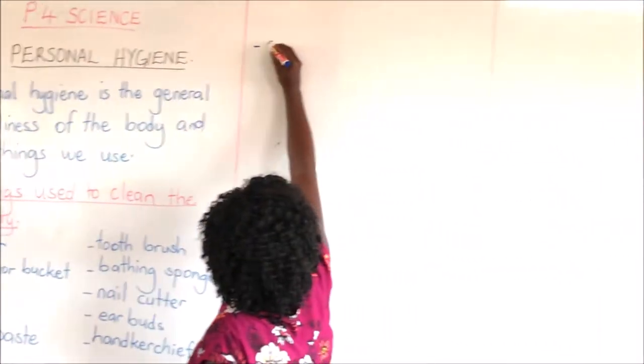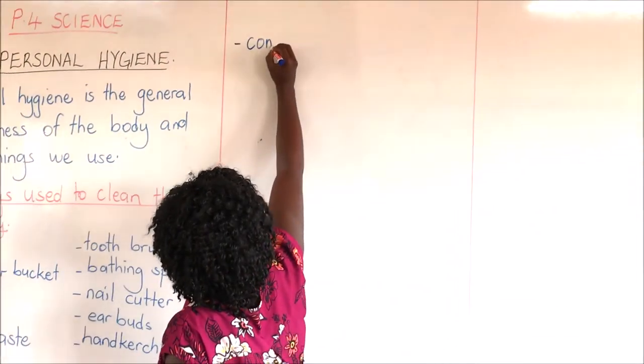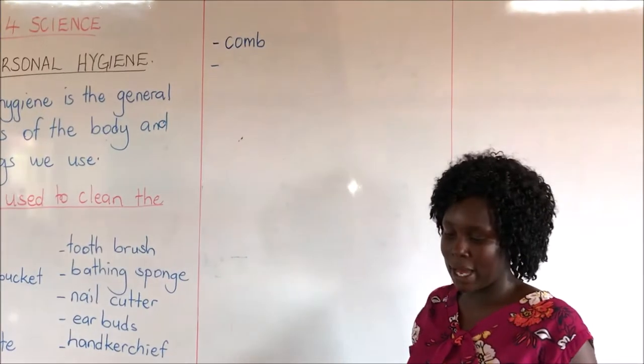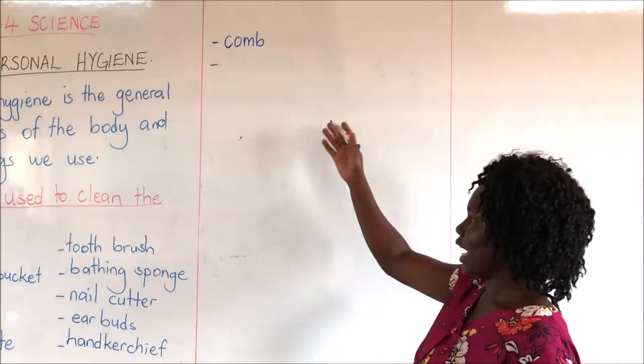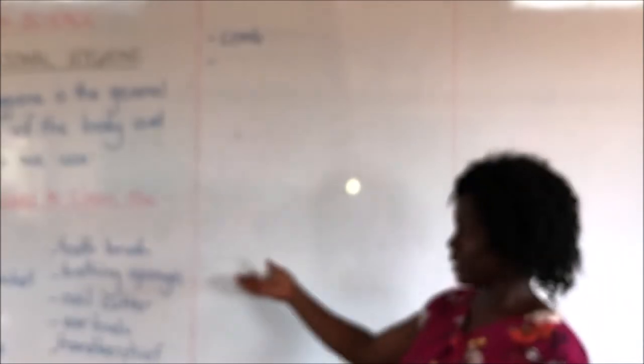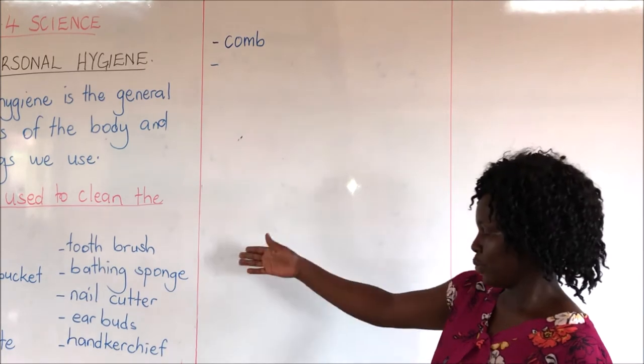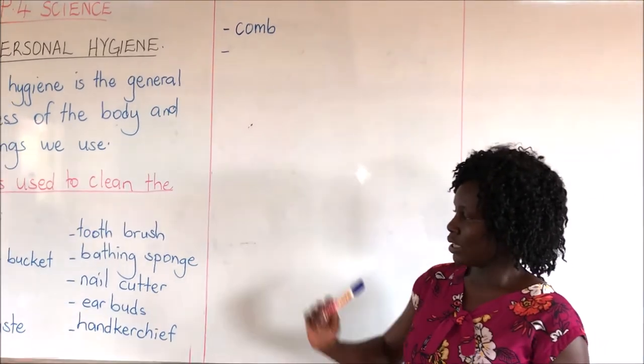Now, remember, we have to have tidy hair. So we need a comb so that our hair remains smart. And so many other equipment. Some of you can use the dental floss, depending. Some of you have very many things we use to clean our bodies. So specifically, that is what we use.